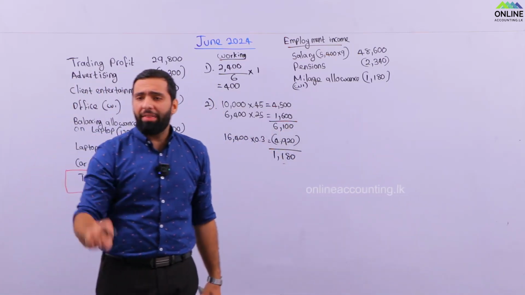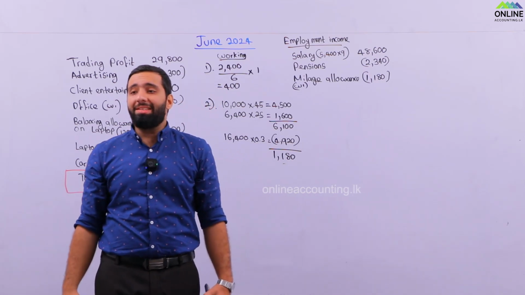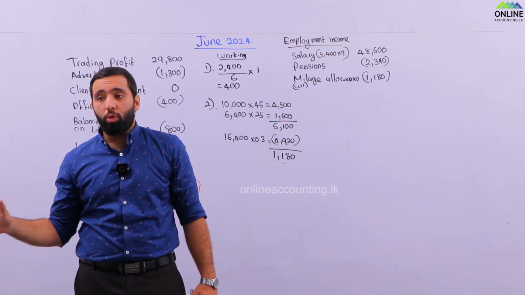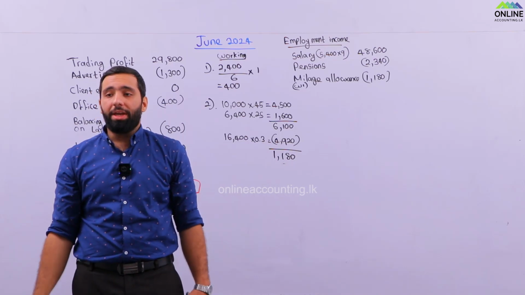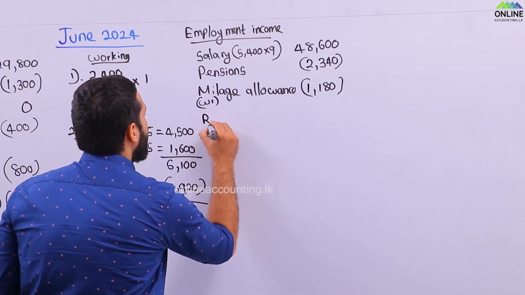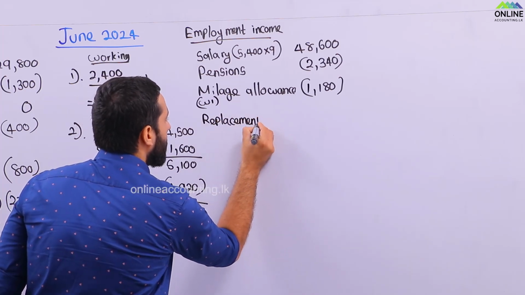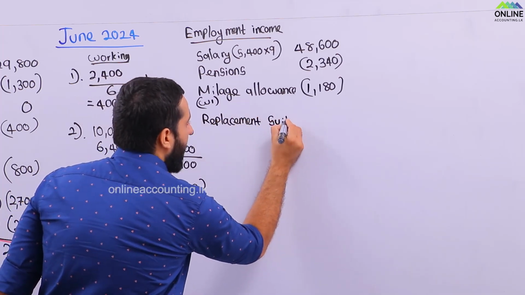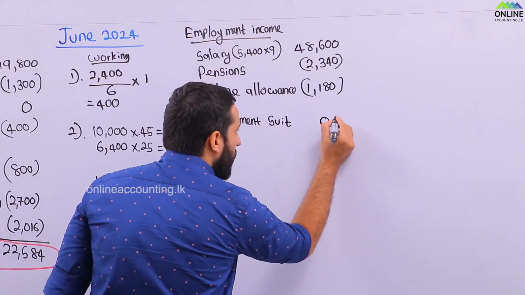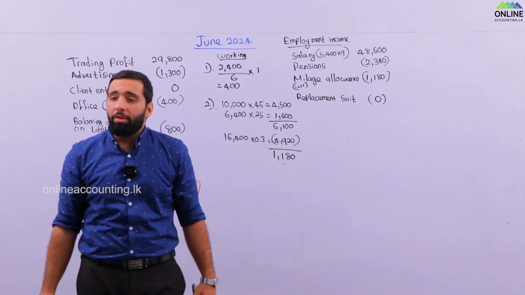Okay, and then what else? Yes, D spent 460 on a replacement suit which he only wore. Yes, so these things are not allowed. So the replacement suit, this is not an allowable expenditure, but you need to make sure you are showing this as 0. Okay, and then what else?